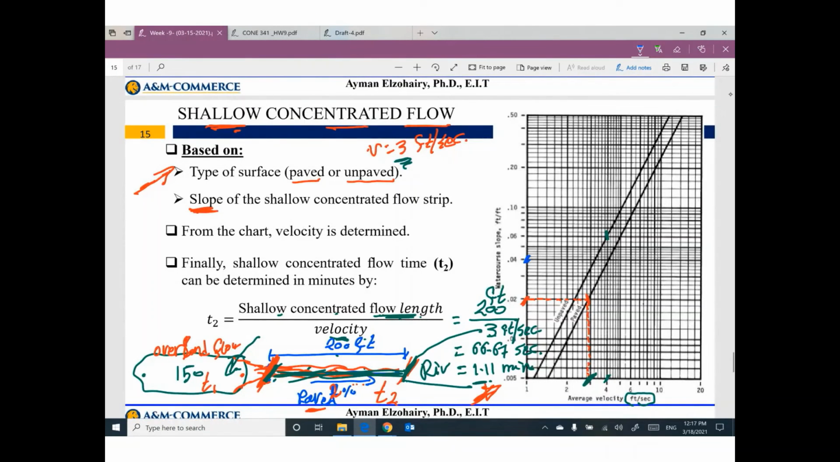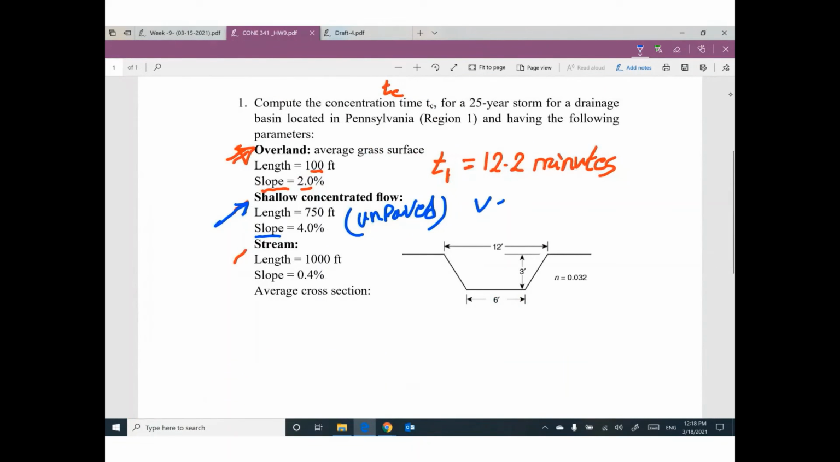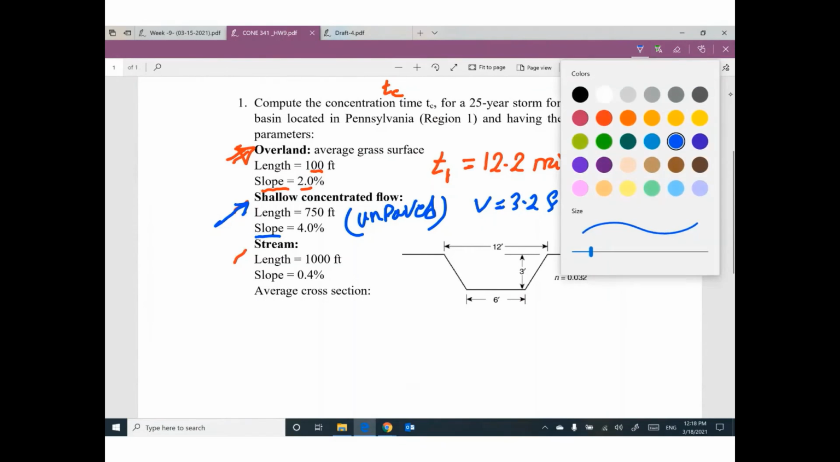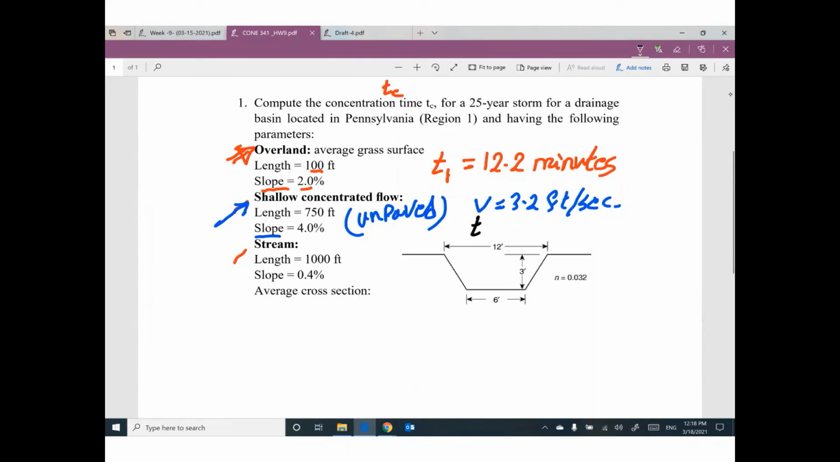I will go horizontally to hit the unpaved curve. I will go down to figure out here the velocity. Your velocity looks like 3.2. So the velocity equal 3.2 feet per second. But I'm not looking for velocity. I'm looking for what is the time t2.